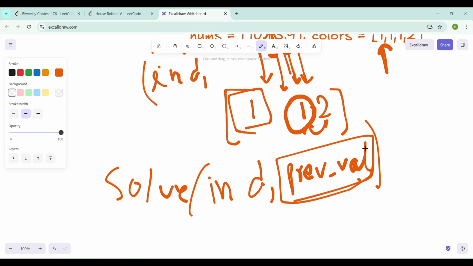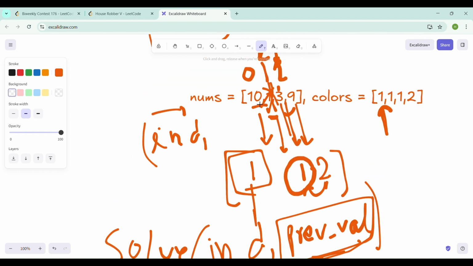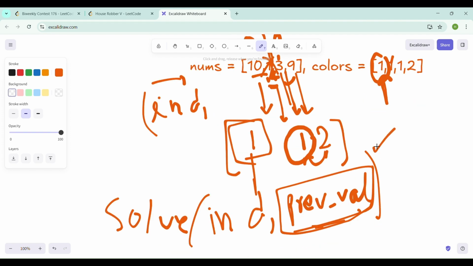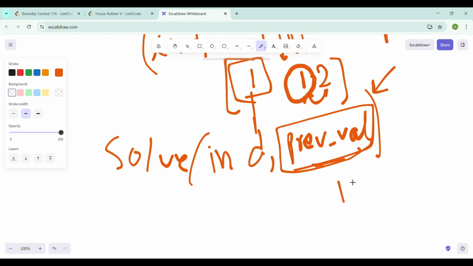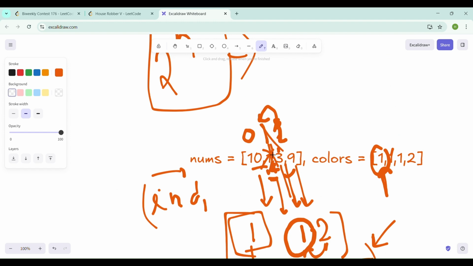So if you look at this, you need to store the previous value, right? Let's say you picked up this one. After picking this one, if you go on to this index, now you need to store the previous value. If the previous value is 1, then you can't pick, right? And let's say you thought, let's skip this. Let's take 10, 1, 3 and 9. This is what I'm trying to convey.